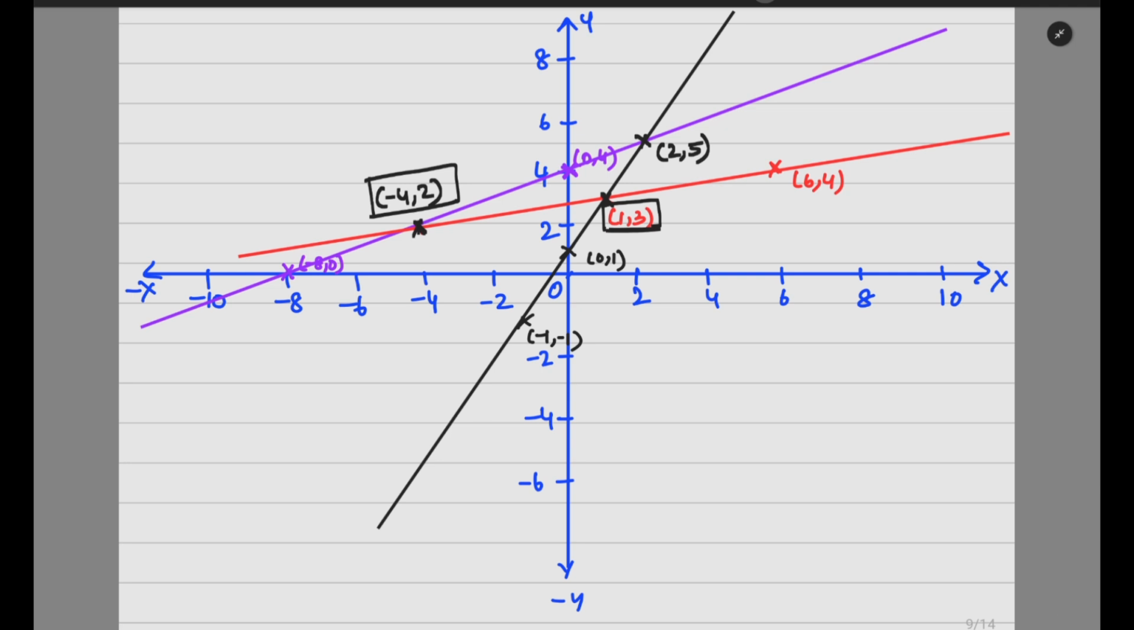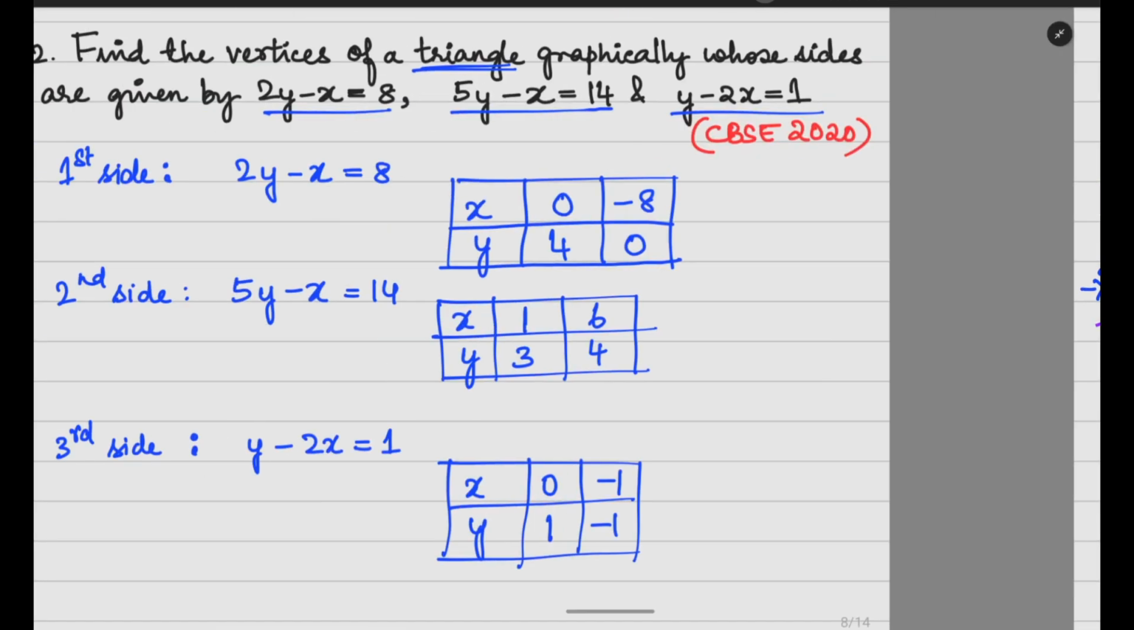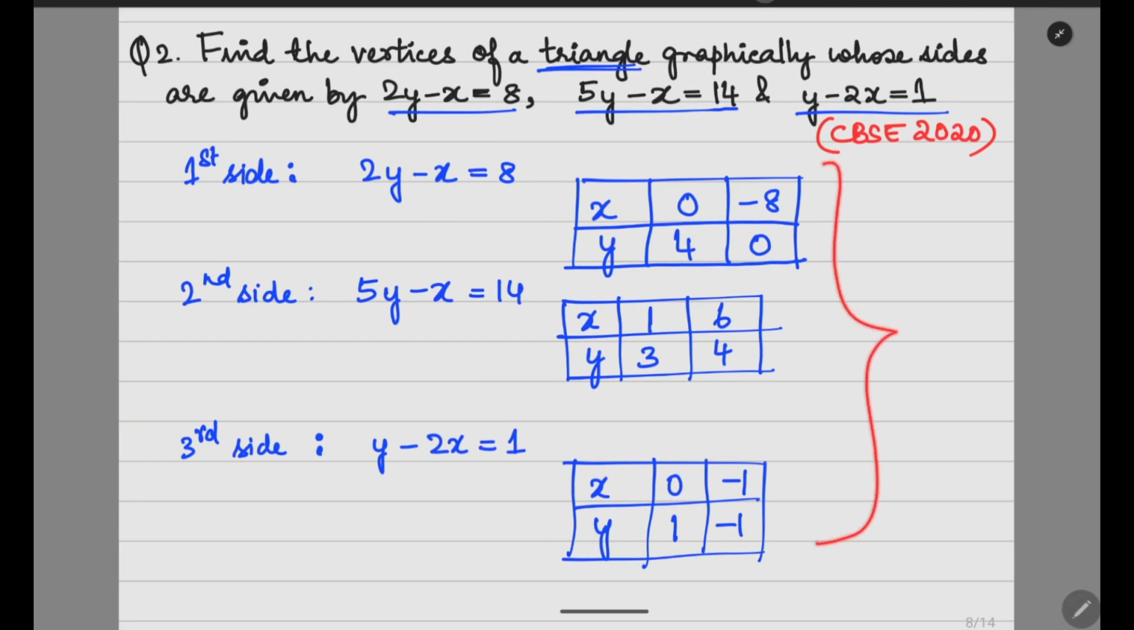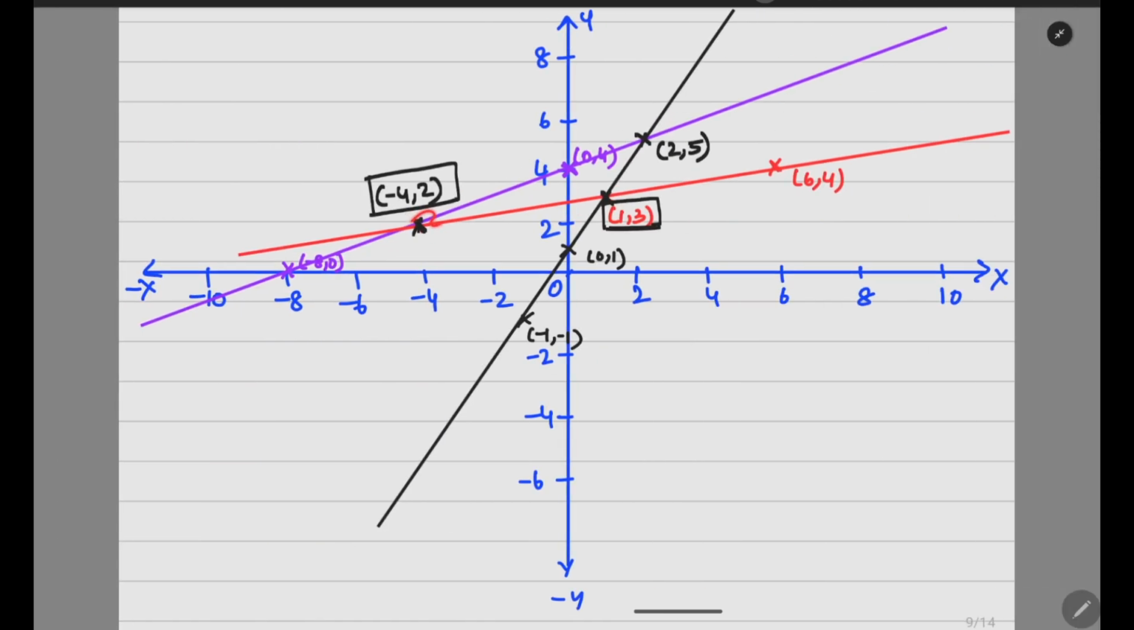Let's move on to the next. Hope you understood. This was all about, for all the three sides, you have to plot and find out the vertices. These are the three vertices. And this is the triangle.